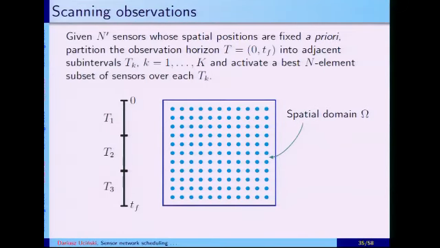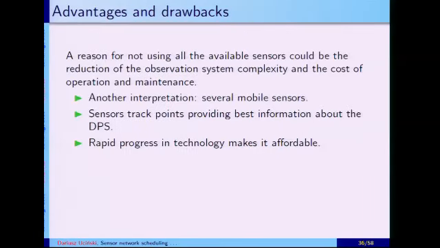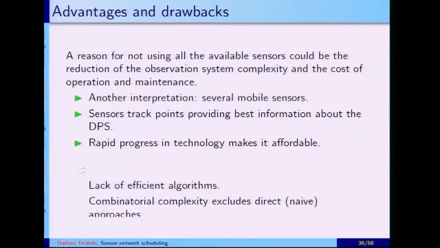So we partition the time horizon into sub-intervals, and the question is which sensors should be activated during each time sub-interval. So this is our problem. So this is the motivation. The problem is combinatorial in nature.